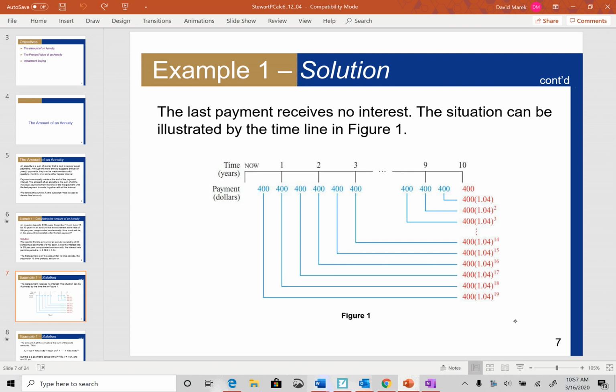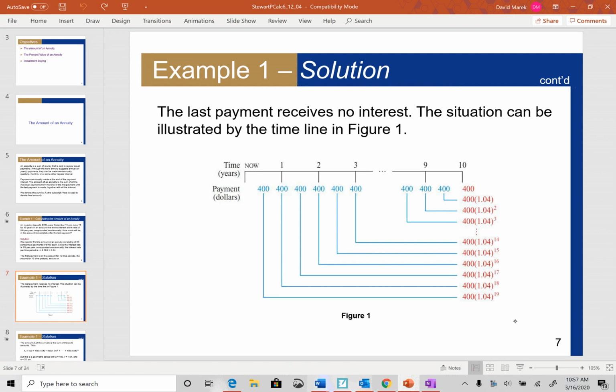1.04. Now, hopefully the 0.04, that makes sense. We just talked about that. That's our interest rate that's being added. But where's the 1 coming from? That's right. You get to keep 100% of the money that you had in the account plus another 4%. So that gives us our base there of 1.04.